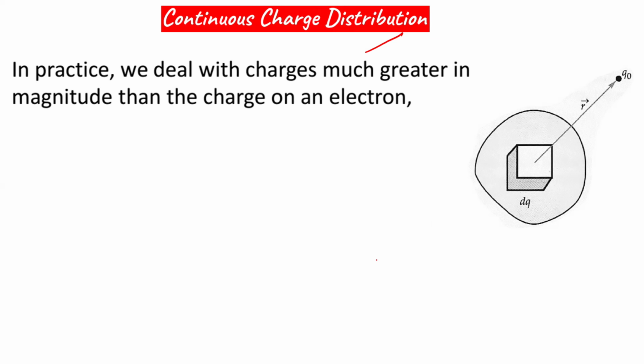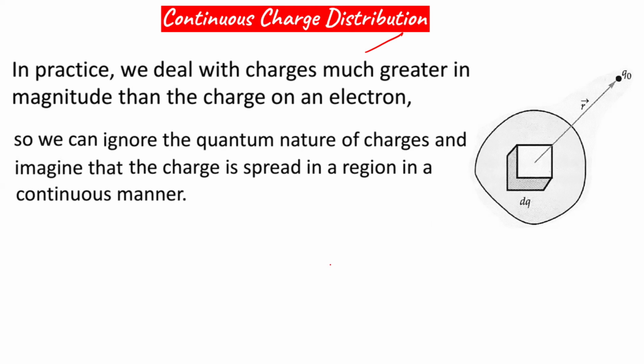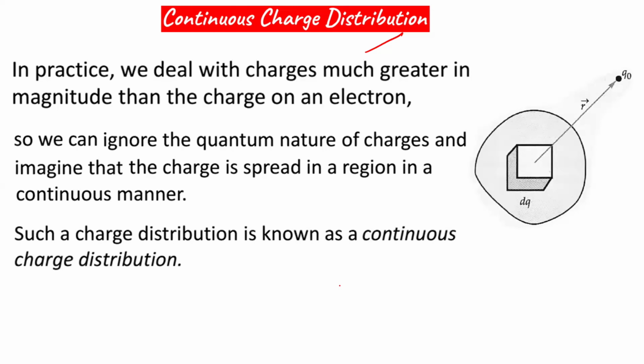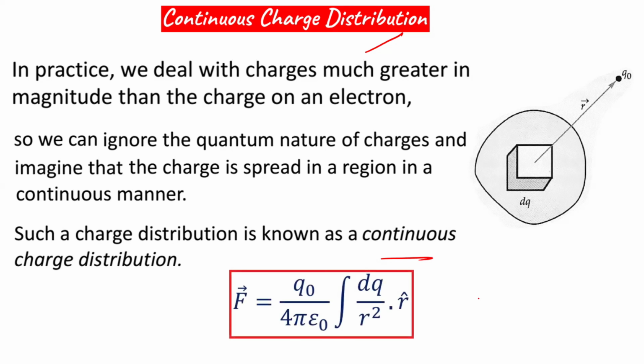In practice, we deal with charges much greater in magnitude than the charge on an electron, as you can see in this diagram. So we can ignore the quantum nature of charges and imagine that the charge is spread in a region in a continuous manner. Next point is, such a charge distribution is known as continuous charge distribution. The formula is this: F vector is equal to Q naught upon 4 pi epsilon naught integral dq upon r square in the direction r cap, as you can see in this diagram.